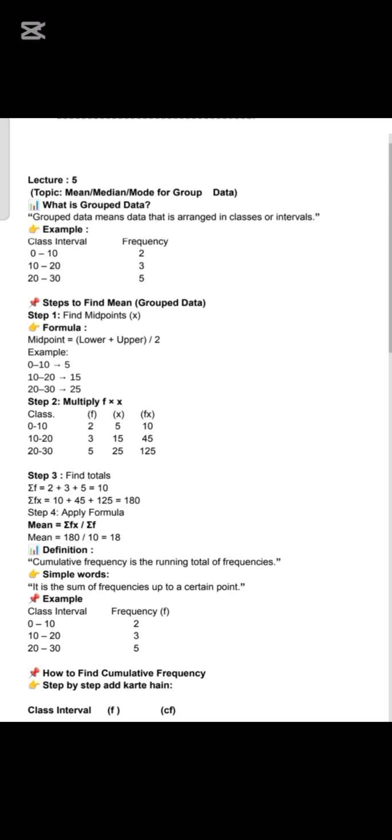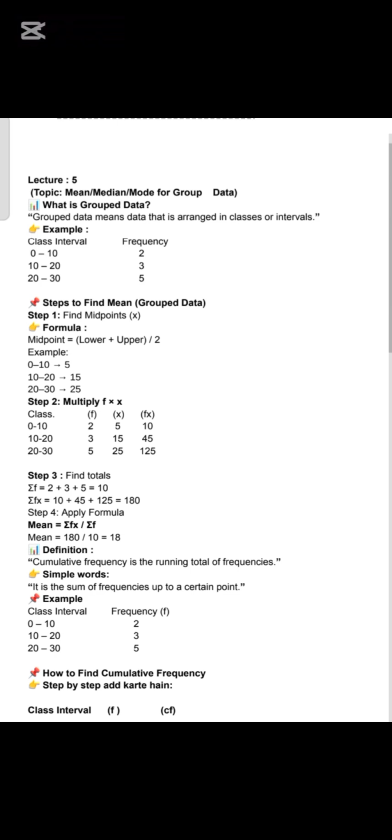Now we can find totals. Sum of f is equal to 2 plus 3 plus 5 is equal to 10. And sum of f x is equal to 10 plus 45 plus 125 is equal to 180. Now we can apply the formula. We know that mean is equal to sum of f x divided by sum of f, and mean is equal to 180 divided by 10, and our mean is 18.